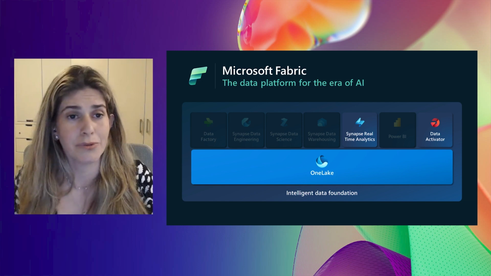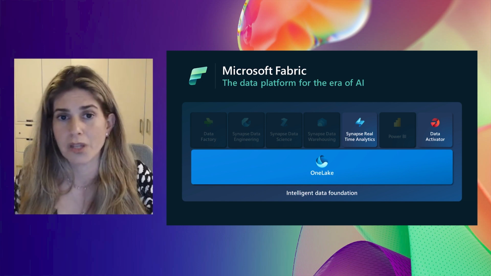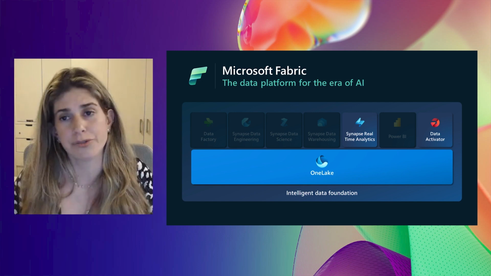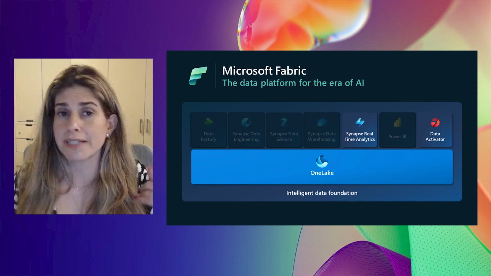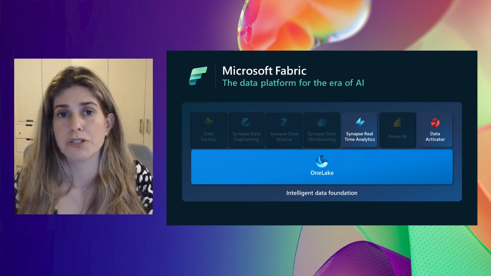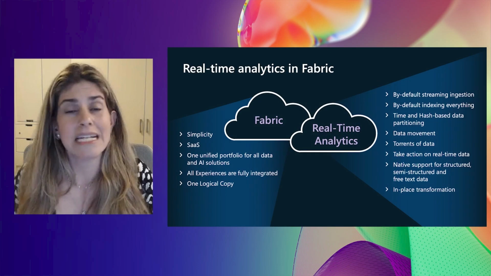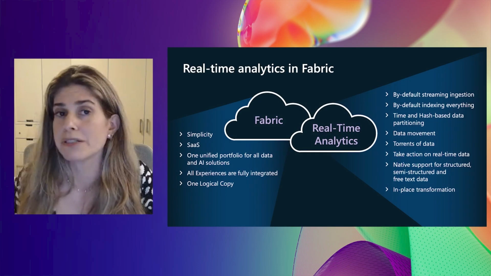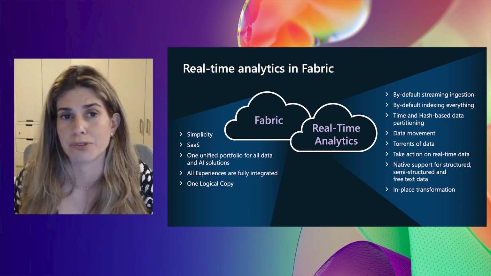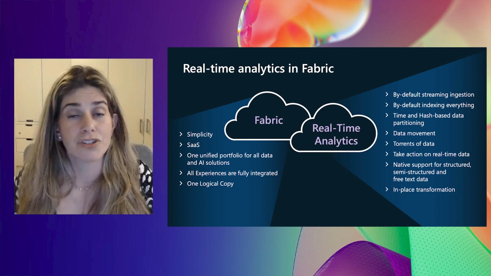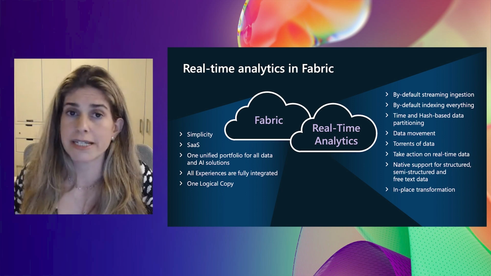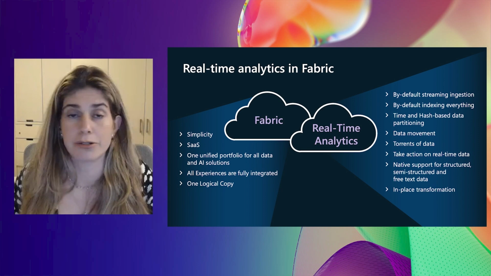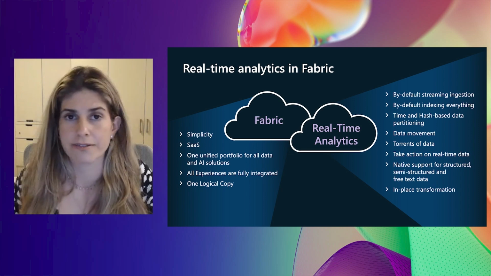Fabric, as you already know, is a SaaS data and AI portfolio. All the experiences are fully integrated with one logical copy. One logical copy means that once you bring the data one time, it's accessible to all the experiences to run processes and action without additional effort. And specifically in Real-Time Analytics, there is the streaming capability that provides the information into Fabric in a couple of seconds of latency from ingestion to query, and everything is indexed and partitioned, including structured data, semi-structured like JSON and arrays, and also free text like chats.